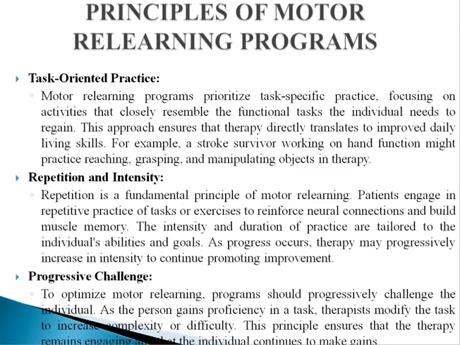Principles of motor relearning programs. The first one is task oriented practice. So, MRP aims at task specific practice focusing on the activities that closely resemble the functional tasks of the individual's needs. For example, a stroke survivor who is working on hand function might practice reaching, grasping objects, and manipulating objects in therapy.